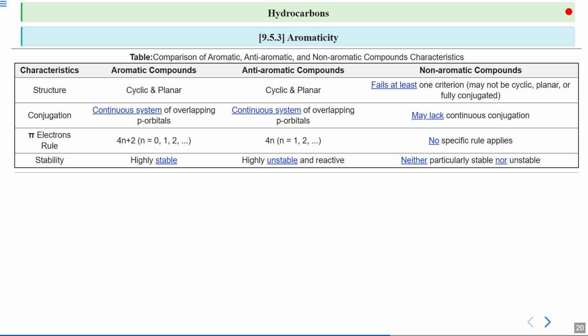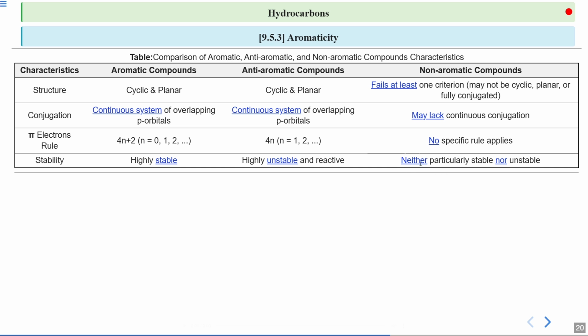Next, we have a table which will help us to differentiate between aromatic, anti-aromatic, and non-aromatic compounds. These categories are important in understanding how certain molecules behave, especially in organic chemistry. This table summarizes key differences between aromatic, anti-aromatic, and non-aromatic compounds.